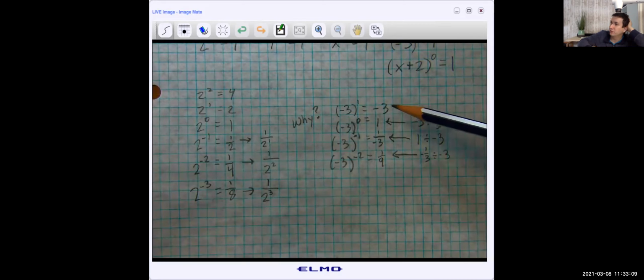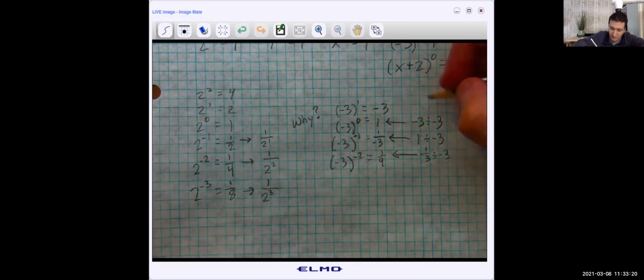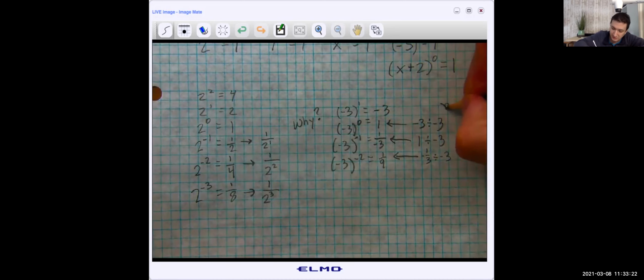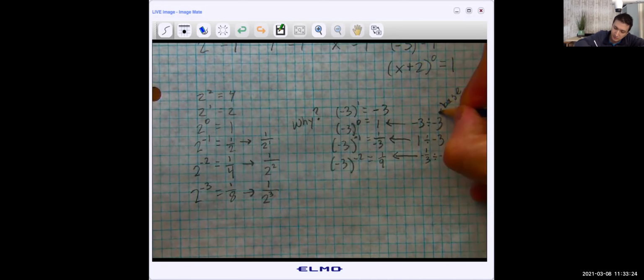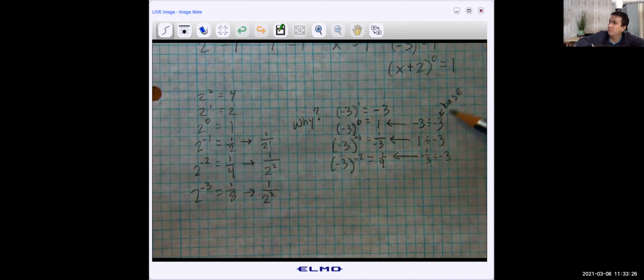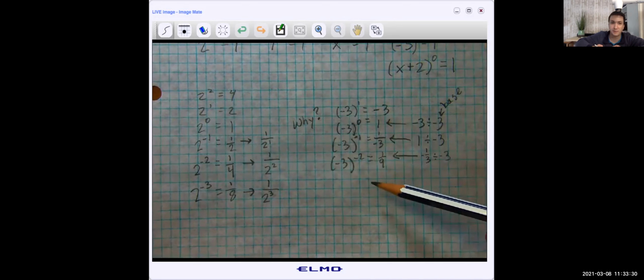So the pattern still holds up. If the exponent is odd, we get a negative answer. If it's even, we get a positive answer. And what we're doing is, this is the base. We're dividing by the base every time as we get into the negatives.